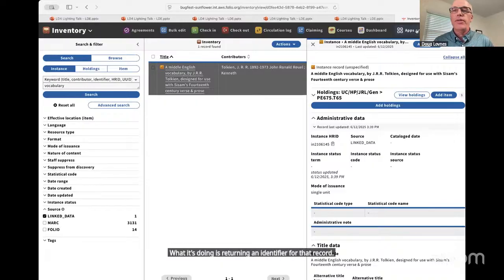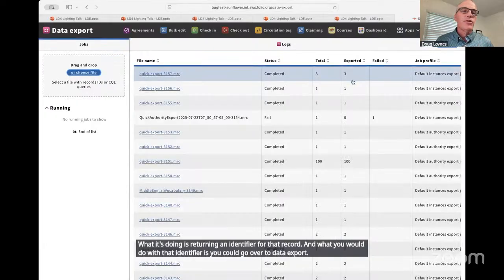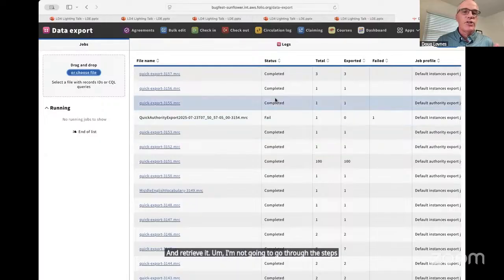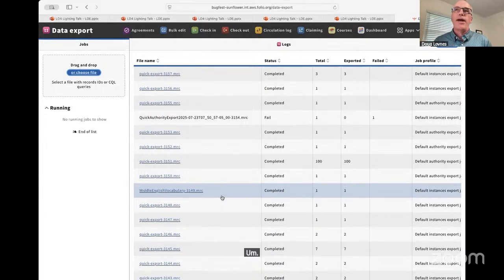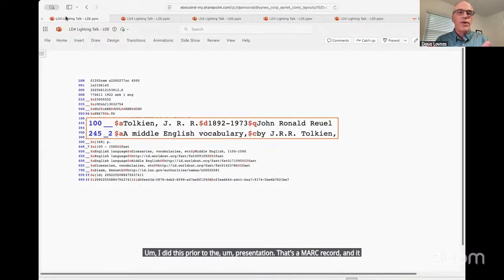And what you would do with that identifier is you could go over to data export and retrieve it. I'm not going to go through the steps of doing it. I just want to show that midway through this log, we have Middle English vocabulary. I did this prior to the presentation. That's a MARC record, and it's shown right here.